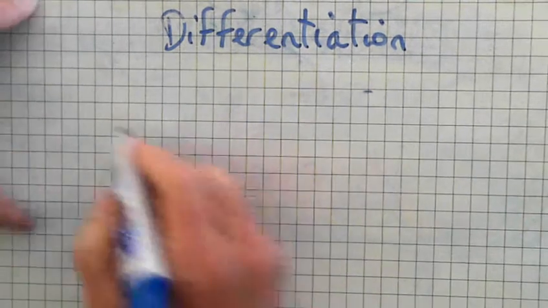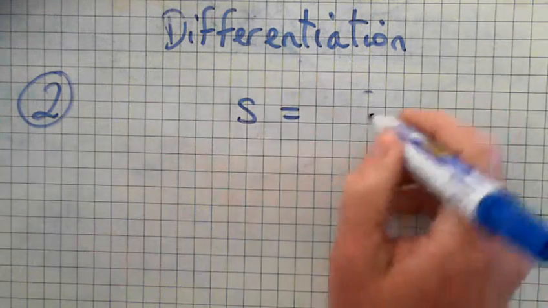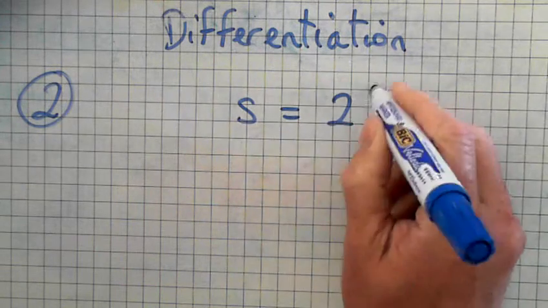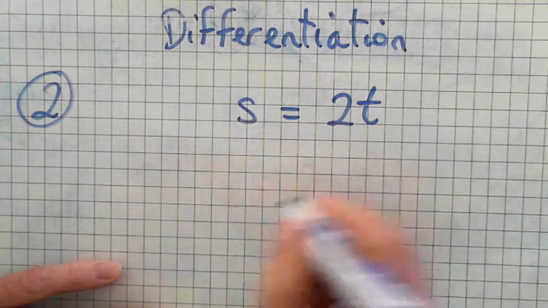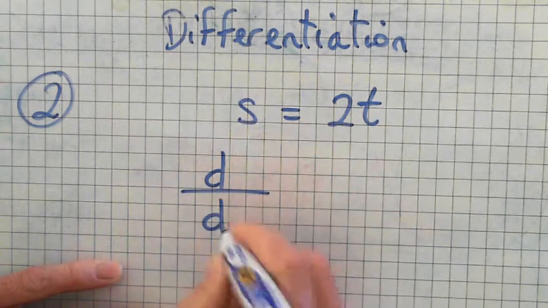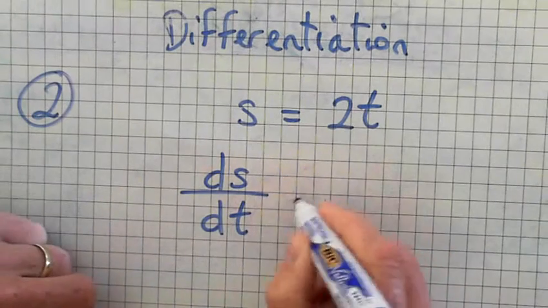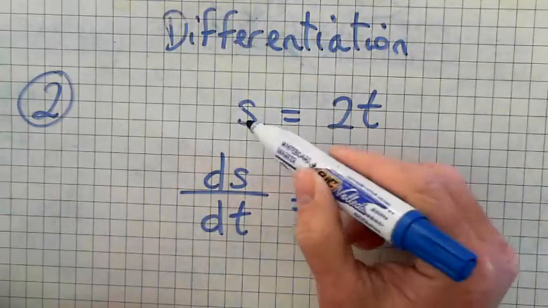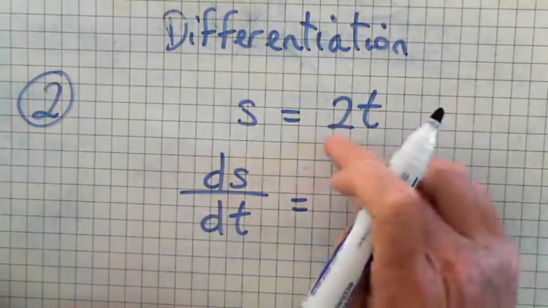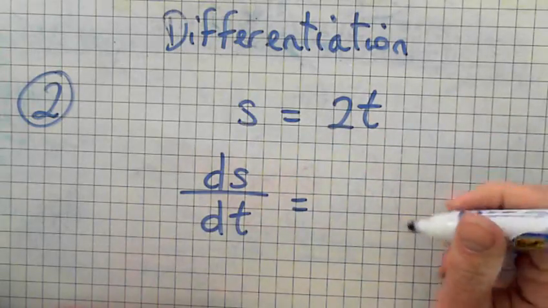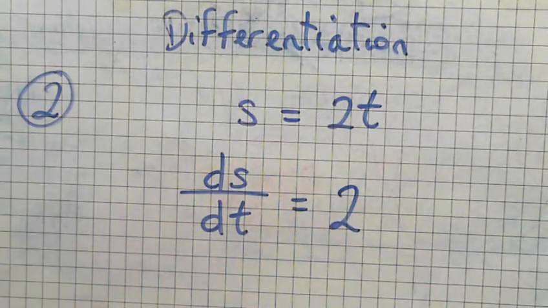Question twos. Right, it's just using different letters. So instead of using x and y, we're using s and t. So differentiate. So s is the first, so s is on top, t is second, t goes on the bottom, ds/dt. Differentiate s with respect to t is called. Right. What do you do if it's just a letter? If that was 2x, what would the answer be? Just get rid of the x. It's 2t, so just get rid of the t. The answer is 2.